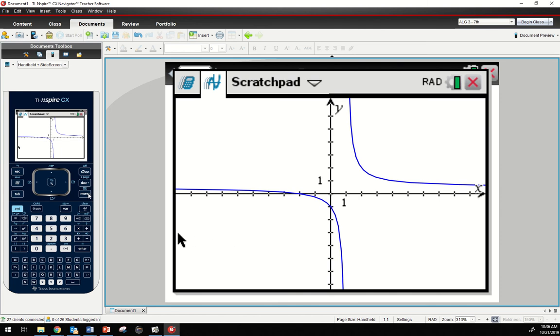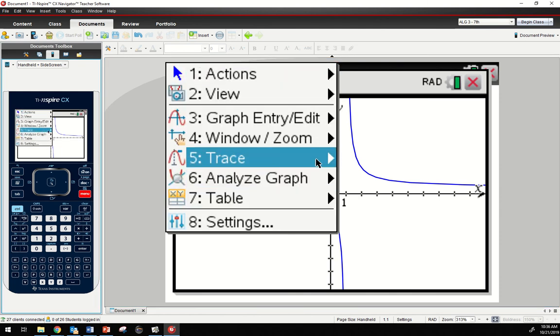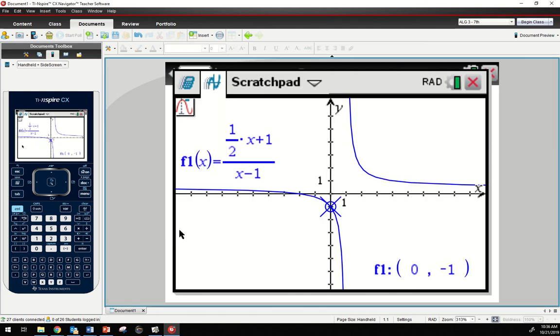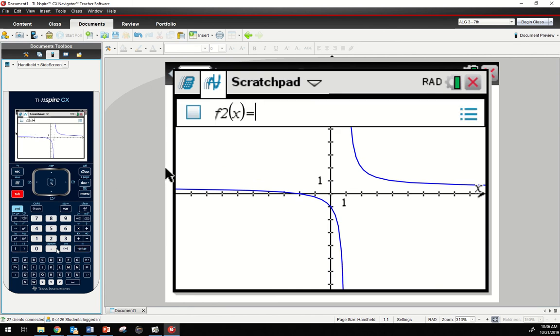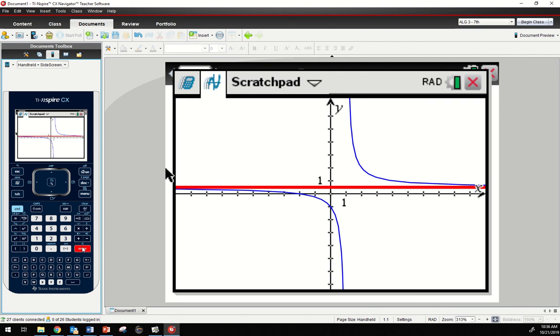So I'm going to do a trace. You guys don't have to do this, I'm just going to show you. So at positive 1, hit enter. There it is. It is undefined. So right here, what do we say that there is a horizontal asymptote at? 1/2, isn't it? So I'm going to show you guys. I'm going to go 0.5, enter. There it is. There's my horizontal asymptote. Horizontal there, vertical there.